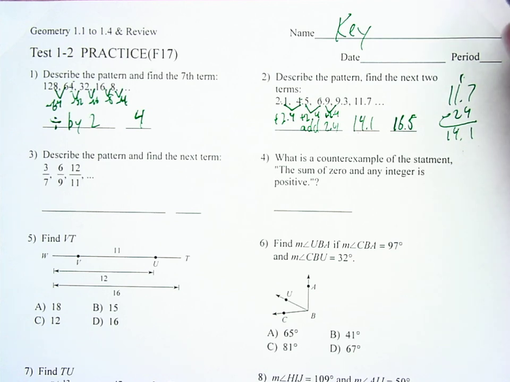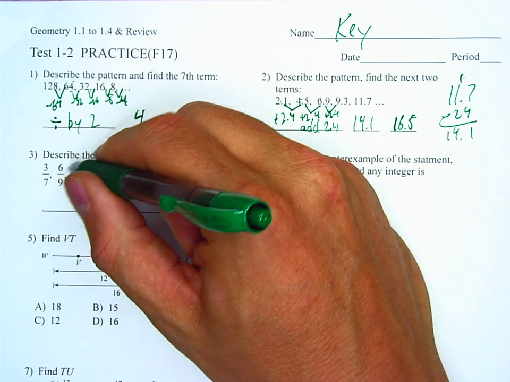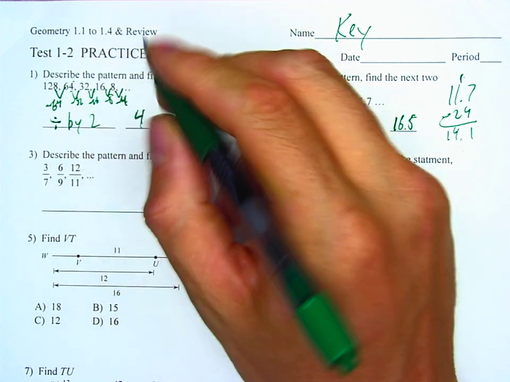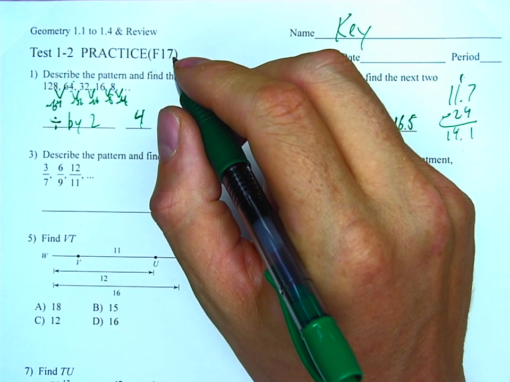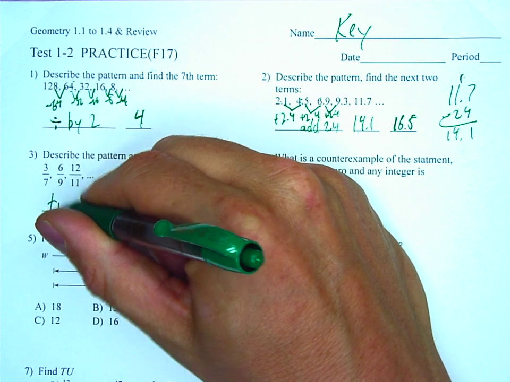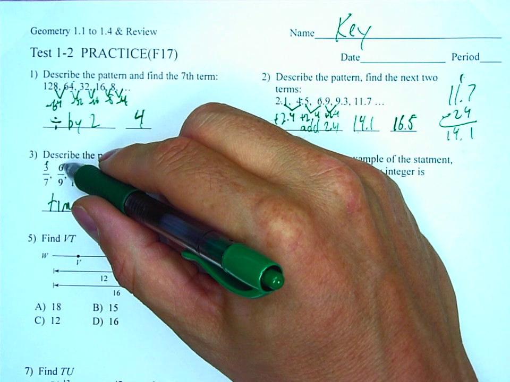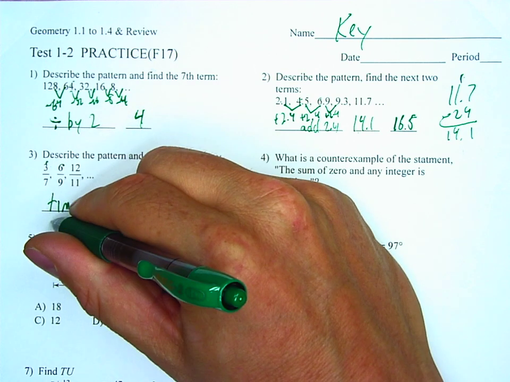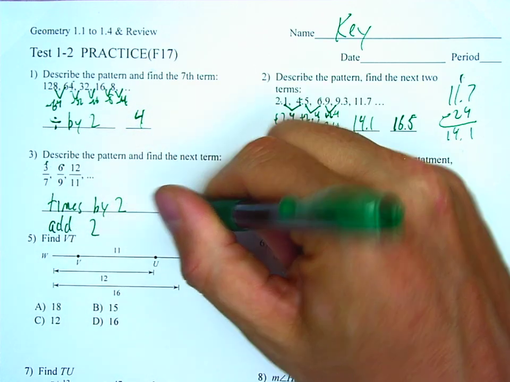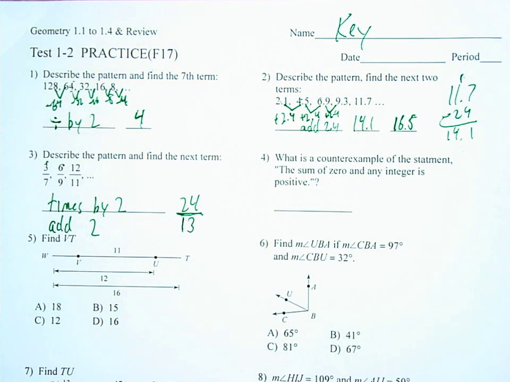All right, next item. Describe the pattern for the next term. These are the fractional patterns. So I'm looking at the numerator and denominator. In the top here, it looks like it's 3, 6, 12, and in the denominator 7, 9, 11. On the top, it looks like it's multiplying by 2 in the numerator, because 3 is doubled to become 6, 6 is doubled to become 12, 12 will double to become 24. Whereas the denominator looks like it's adding 2: 7, 9, 11, 13 would be a proper way to describe that one.